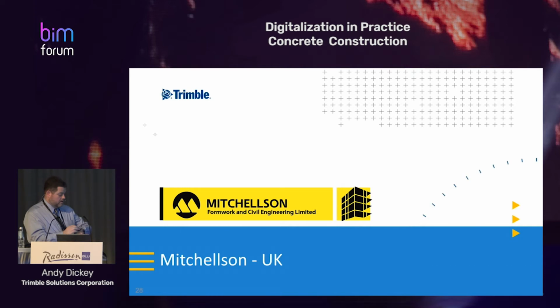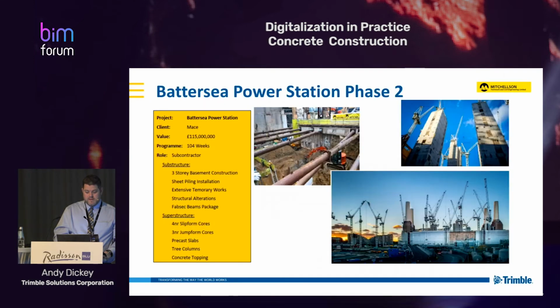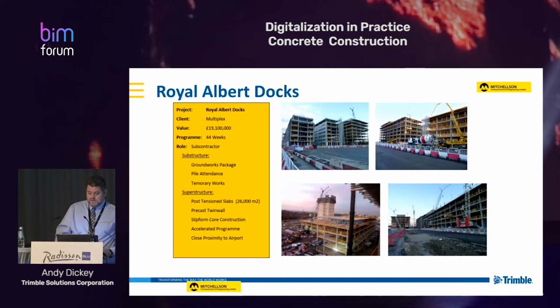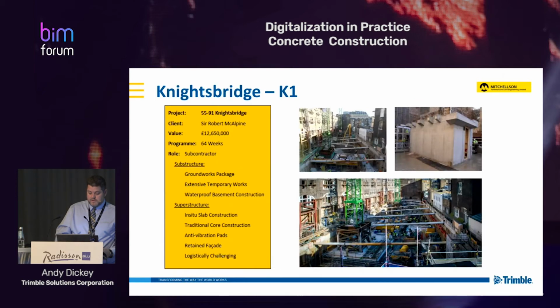Okay, now on to Mitchellson in the UK. Mitchellson, they call themselves Formwork and Civil Engineering. They're basically a contractor that's planning and pouring concrete on the site, and they're doing some sophisticated jobs, but also some basic jobs. So this is the Battersea Power Station. This is an old power station in London that they're converting into a space where people can live and work and shop and do those sort of things. We have the Royal Albert Docks project, and then a job in Knightsbridge. If you visited London, that's in a very expensive part of town.